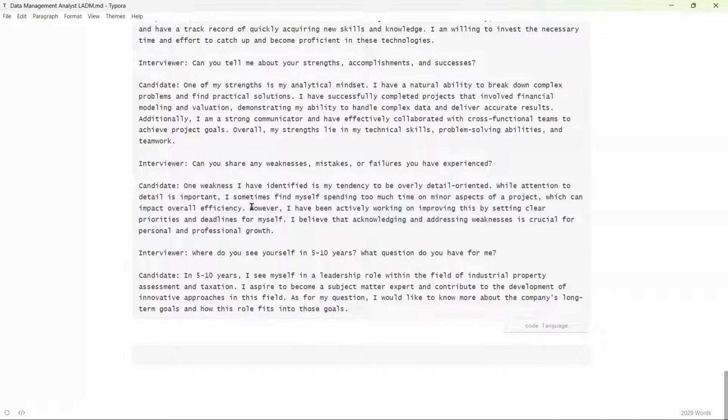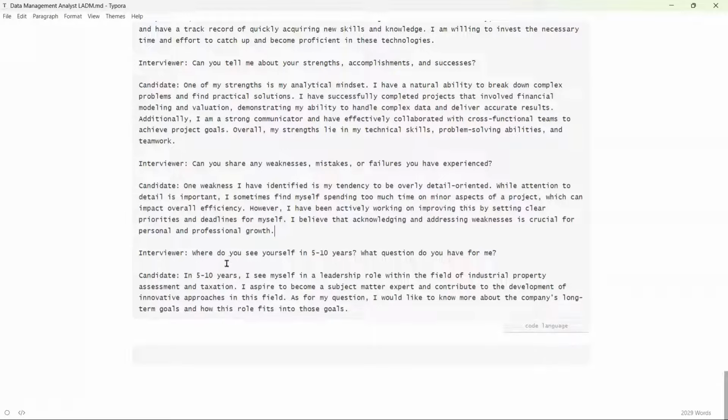So you mentioned something that sounds like a true weakness, but not so bad to jeopardize your opportunity. And plus, you have been actively working on it, right? Improving this by setting clear priorities and deadlines, right? I believe that acknowledging and addressing weaknesses is crucial for personal and professional growth.